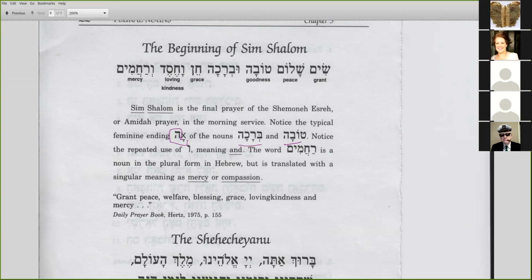Okay, let's see here. It says, notice the repeated use of vav, meaning and. So there are a lot of connectors in there. We see it here. We see it here. We see it here. Notice in this case it doubles, it has the oo sound. In this case, it's got kametz. In this case, it's the normative. But every single one of those means and. Okay, so let's go down to our last one here.